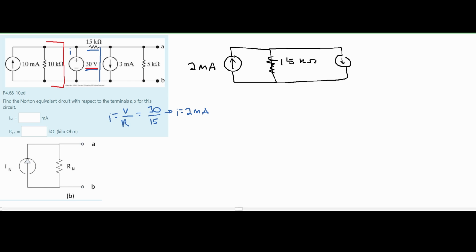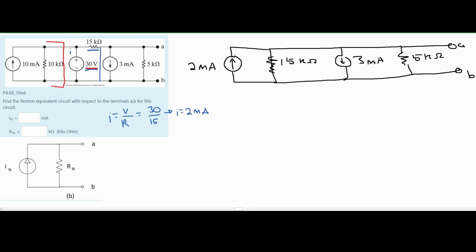We know that our voltage is 30 and our resistance is 15. When we do this, we're going to get that I is equal to 2 milliamps. And now we can start rewriting our circuit diagram. This is our new circuit diagram. Now we can find our current of Norton.